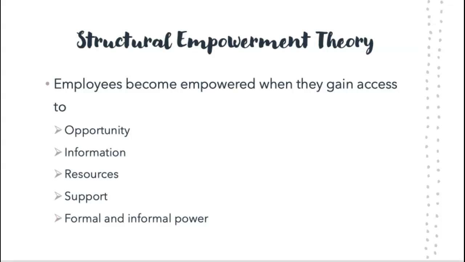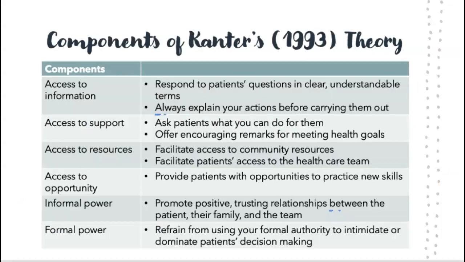And formal power comes from an individual's position of formal authority within an organization, and informal power is based on networks and alliances with supervisors, peers, and other contacts within and outside the organization. And we spoke about formal and informal power in week 1. So this is Kanter's structural empowerment theory.